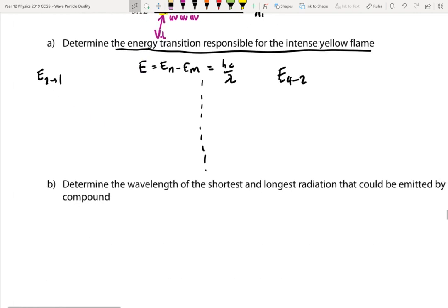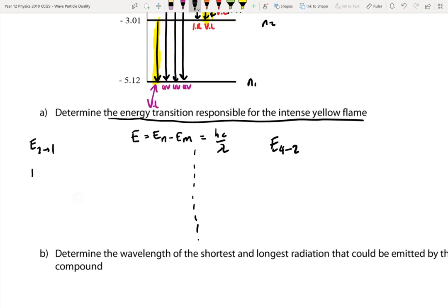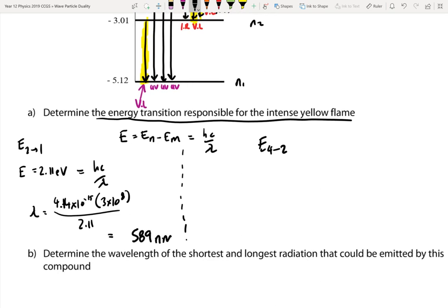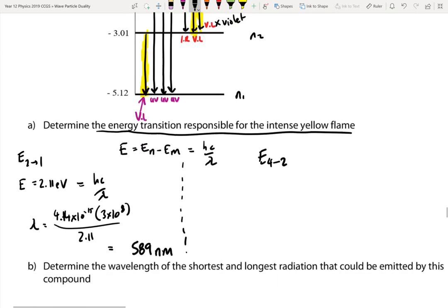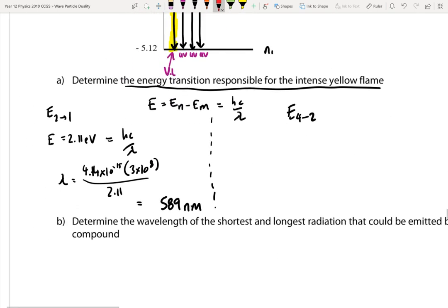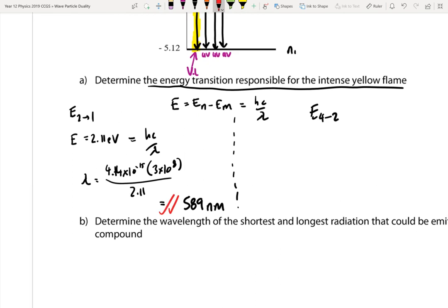All right, let me now play catch up. Could somebody tell me what the energy was for 2 to 1? 2.11 electron volts. So lambda equals hc over 2.11. And what do we get? 5.89. All right, so 5.89 times 10 to the negative 7, that's 589 nanometers, which I think we've just answered the question. It was this one. But let's just finish it off.